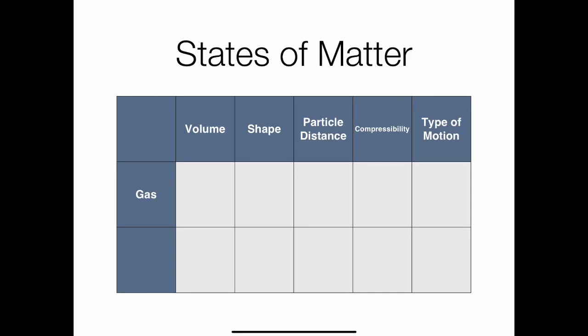And the last state of matter would be gas. So we have a solid, which would be the ice cube. We have liquid, which would be liquid water. And then we have a gas, which would be steam or water vapor.